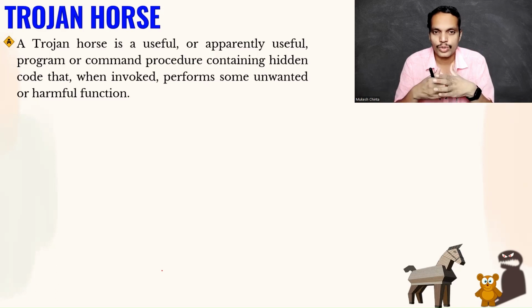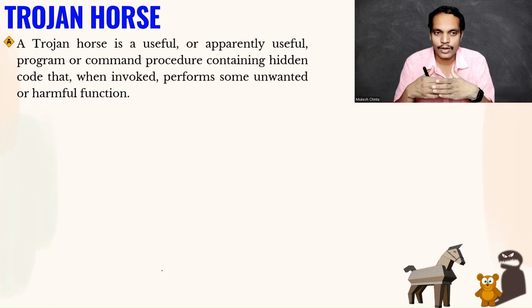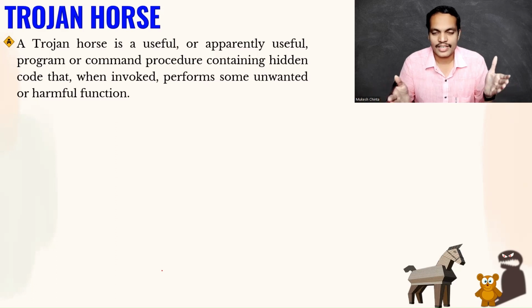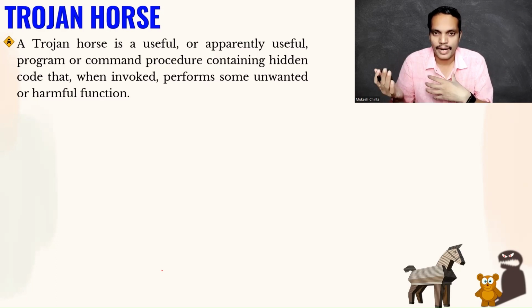So a Trojan horse is a useful or apparently useful program or even command procedure containing hidden code that, when invoked, performs some unwanted or harmful action. In simpler terms, it looks as if it is a legitimate program and you have to execute it. Simply like there is a pop-up which tells you, okay, please update your browser so that you might get some additional security. So what we feel is, okay, fine, because it is saying security, why shouldn't I update it? And we click on the update, start downloading it, maybe download it from a third-party website.